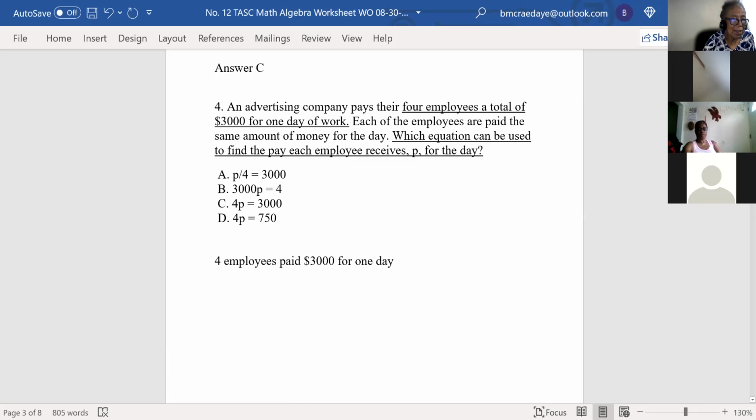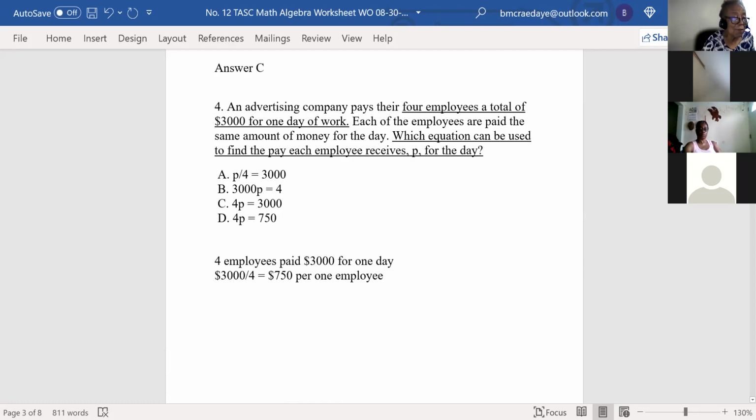You divide 3,000 by 4. That's it. 3,000 divided by 4. And that would be $750 each. Yeah, that would be $750 per employee. All right. So now you said you divide 3,000 by 4.